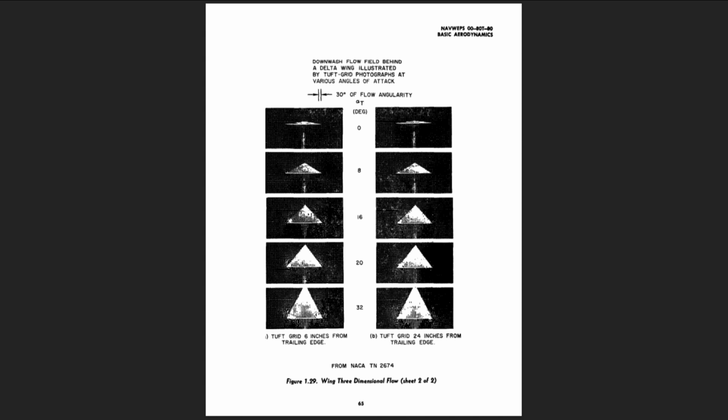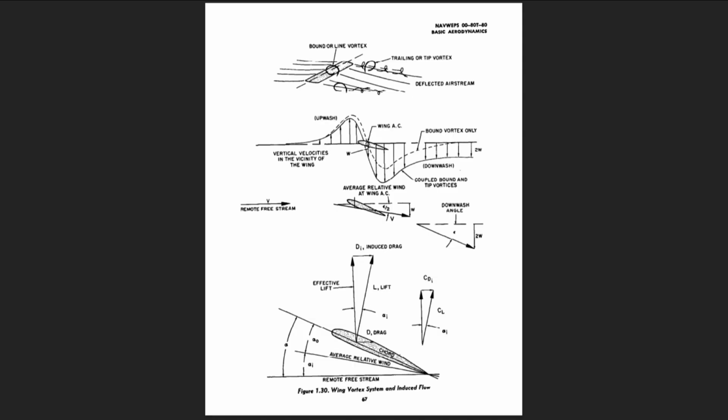Also, the downwash flow field behind a delta wing is illustrated by the photographs of figure 1.29. A tuft grid is mounted aft of the wing to visualize the local flow direction by deflection of the tuft elements. This tuft grid illustrates the existence of the tip vortices and the deflected airstream aft of the wing. Note that an increase in angle of attack increases lift and increases the flow deflection and strength of the tip vortices. Figure 1.30 illustrates the principal effect of the wing vortex system.